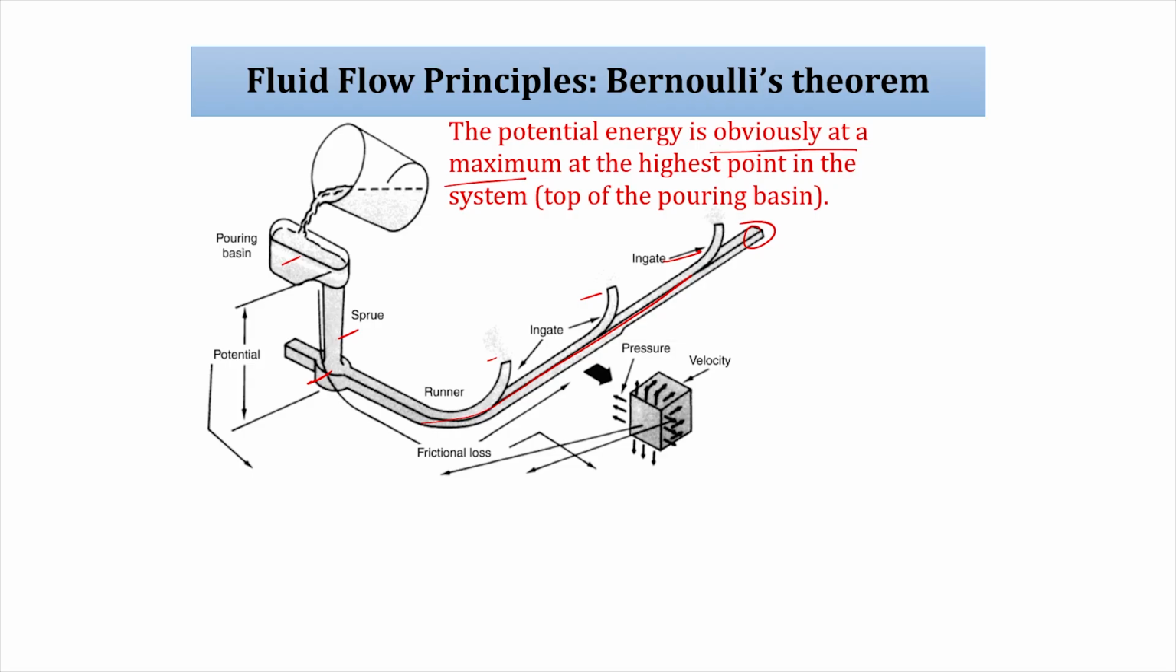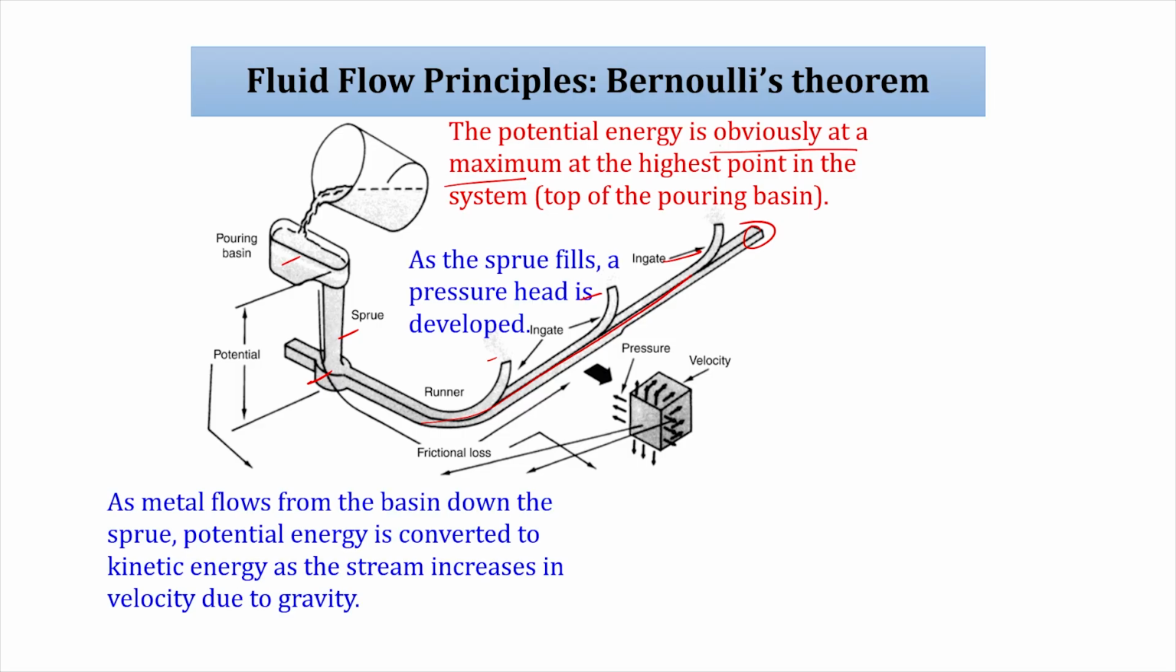The potential energy will be maximum there. As the metal flows from the pouring basin to the sprue, potential energy is converted into kinetic energy as the stream increases in velocity due to gravity. As the sprue is filled, then pressure head is developed.